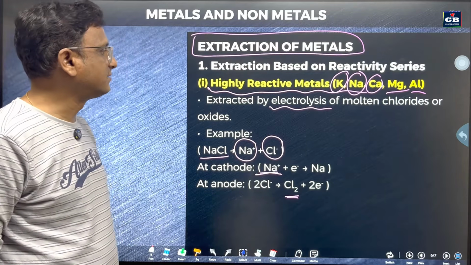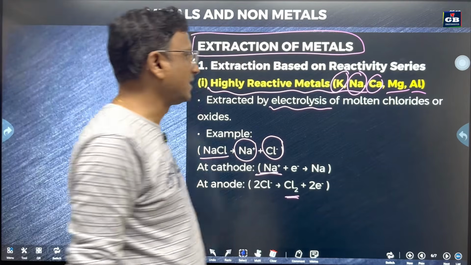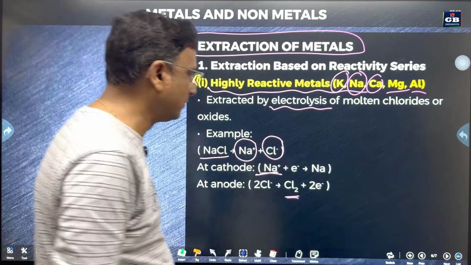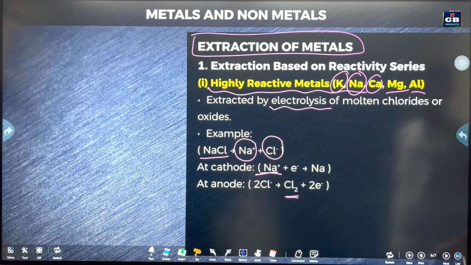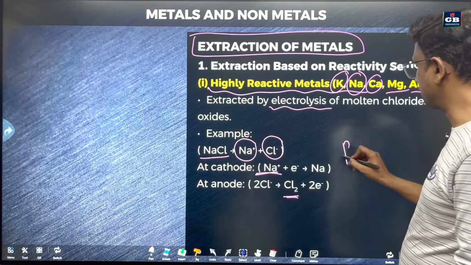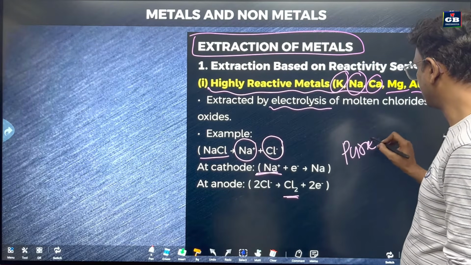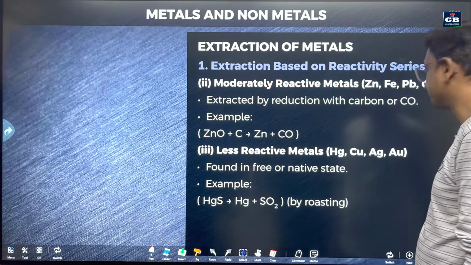So what is this method? Electrolysis. Highly reactive metals like potassium, sodium, calcium, magnesium, aluminum can be extracted by electrolytic extraction. In this case, we are getting the pure metal. Further refinement is not needed.